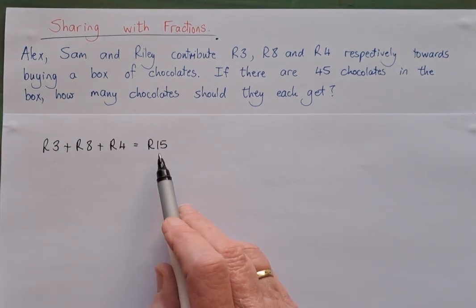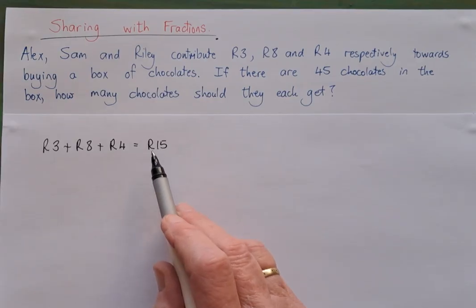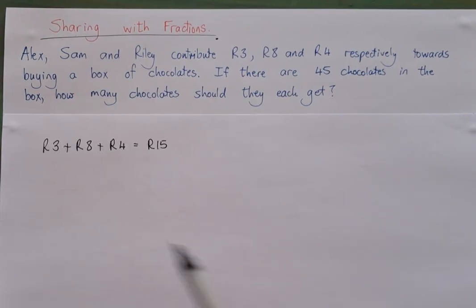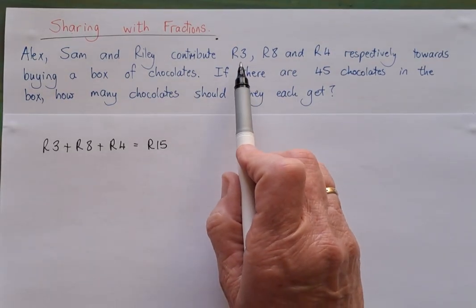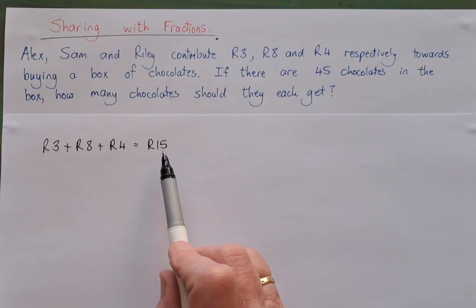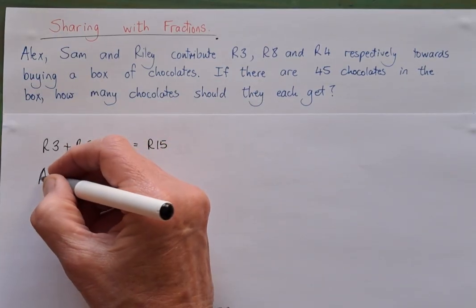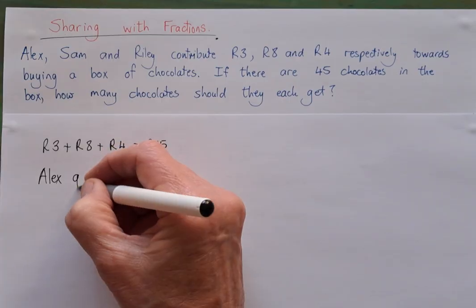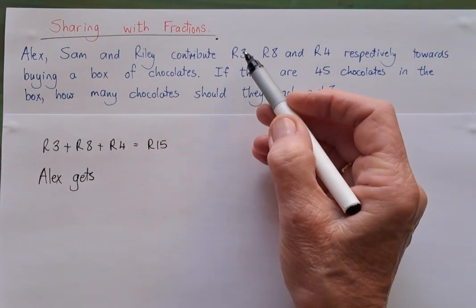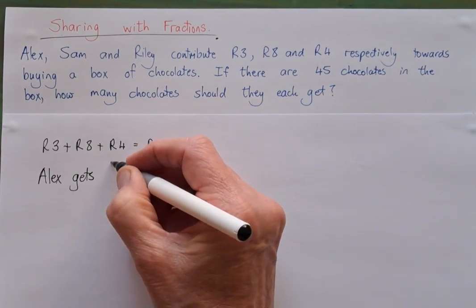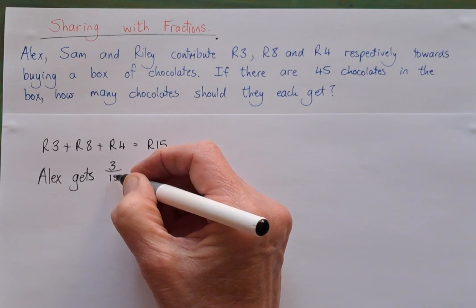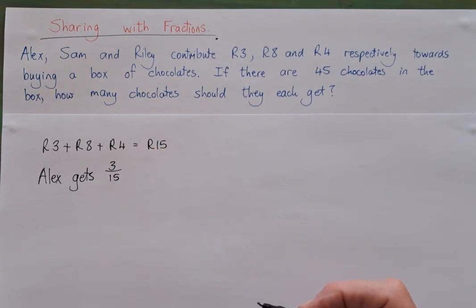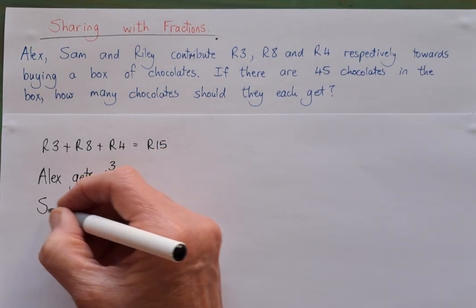So once you've worked out what the total of the contributions is, then you're able to proceed, because now we're going to create fractions out of that. If Alex only paid 3 Rand towards the 15 Rand box of chocolates, doesn't it make sense that Alex gets 3/15 of the chocolates? And let's look at Sam.